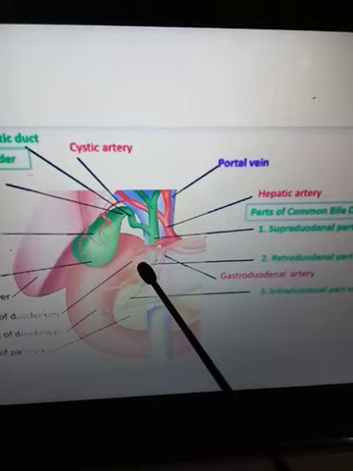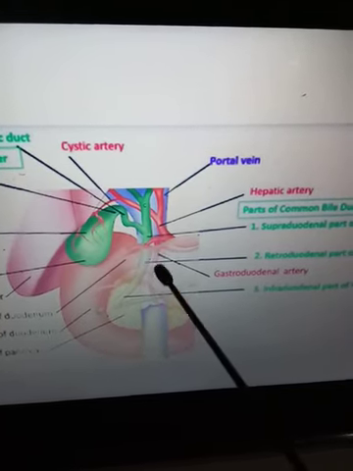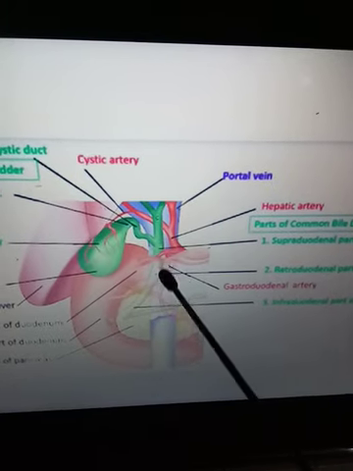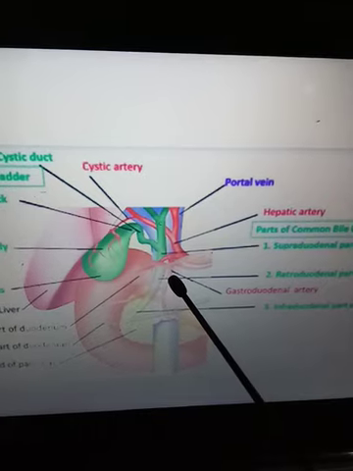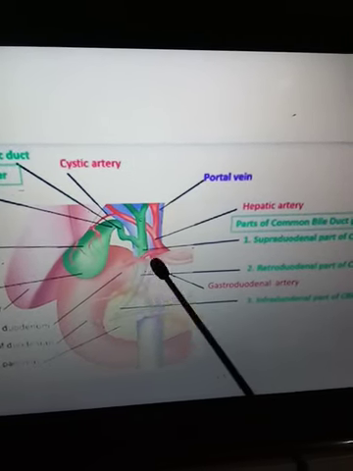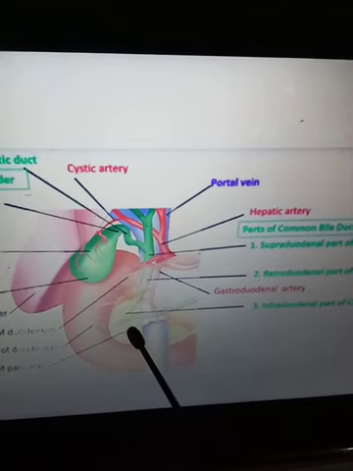Retroduodenal में, as you can see, you have the first part of the duodenum anteriorly and posteriorly you have the inferior vena cava. And to the left you have the gastroduodenal artery. This is the relation of the second part.